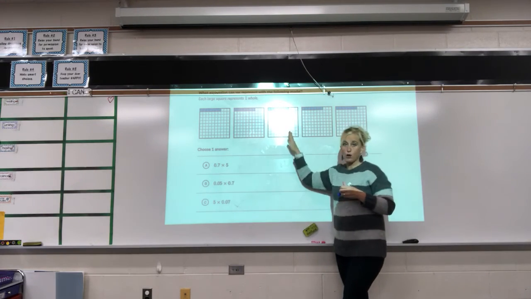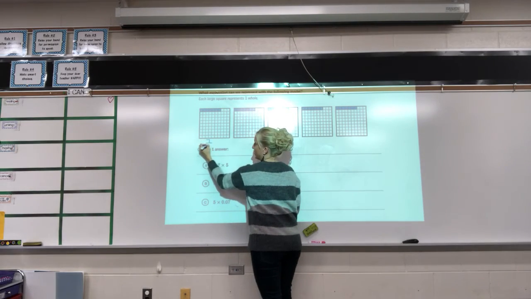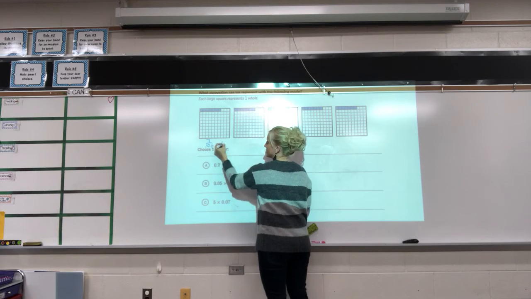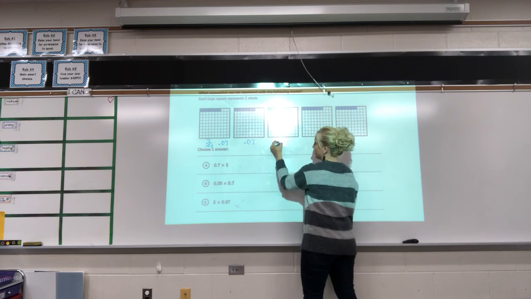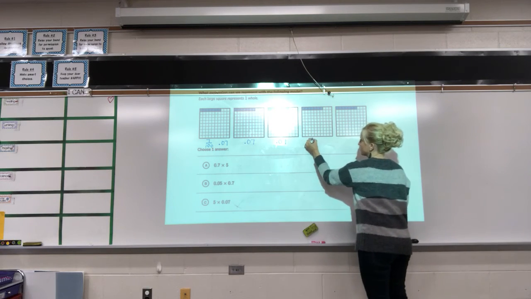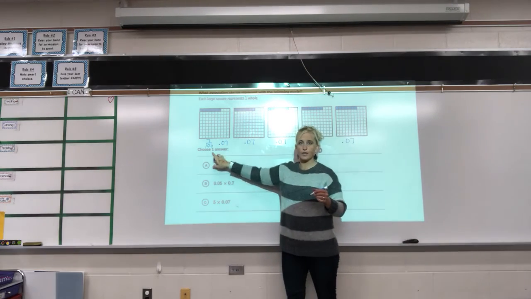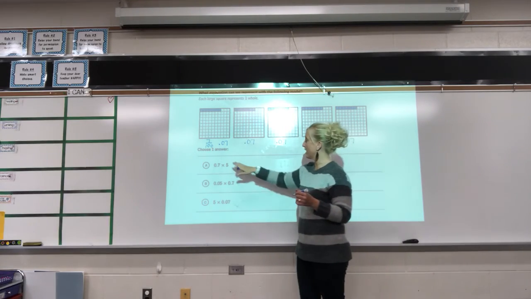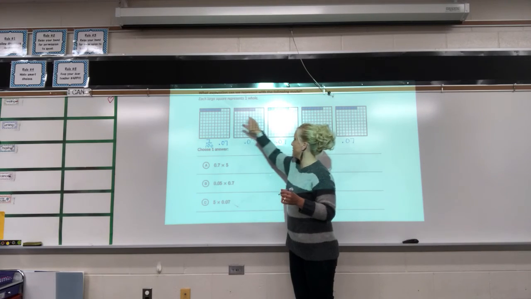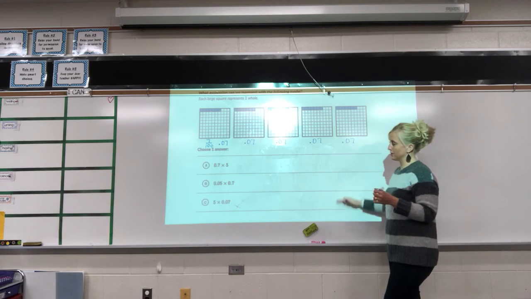Well, 7 out of 100, each of these has 7 shaded out of 100. So that's going to be 0.07. And the same thing here, 0.07, 0.07, 0.07, 0.07, because 7 out of 100 written as a decimal is 0.07. Then I'm going to look and I say, well, I have 0.07 one time, two times, three times, four times, five times. So I need to find the number down here that says 5 times.